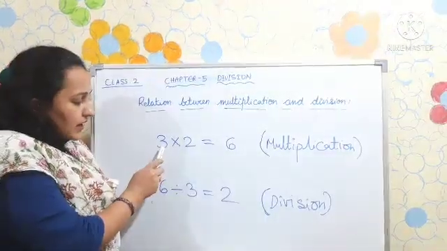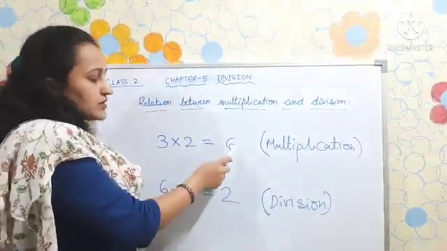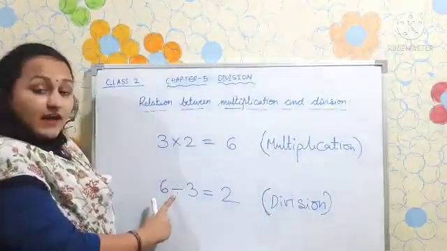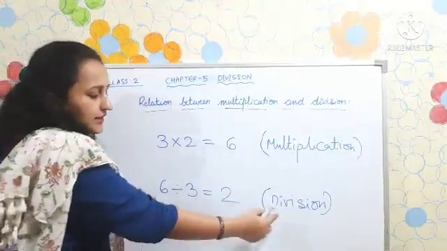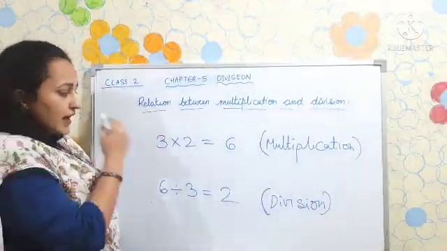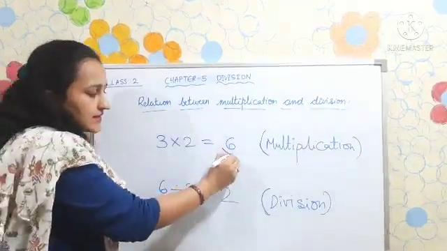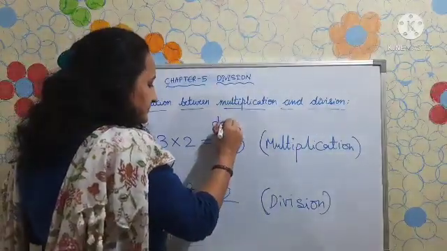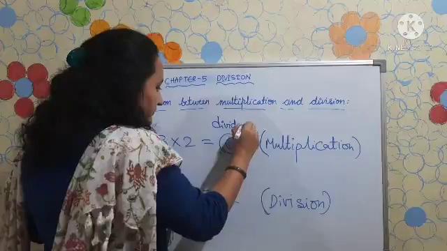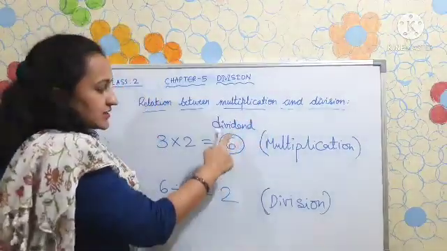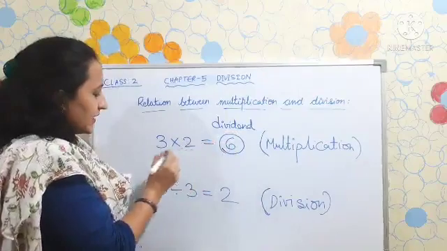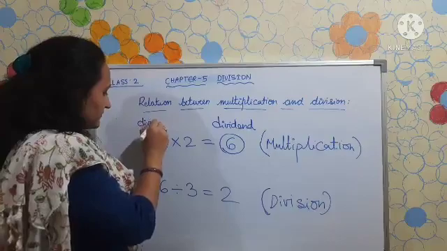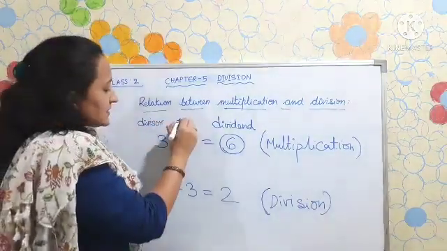Children, here 3 times 2 is equal to 6. This is in multiplication form. And 6 divided by 3 is equal to 2. This is in division form. Now let us see what we call this 6 as. 6 is a dividend. 3 is the divisor, and 2 is the quotient.